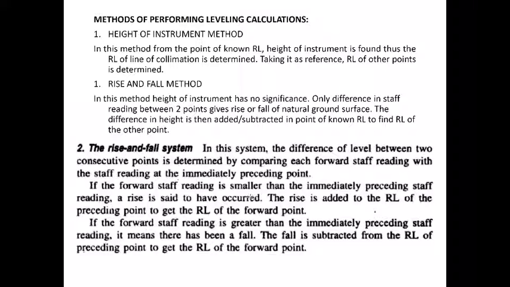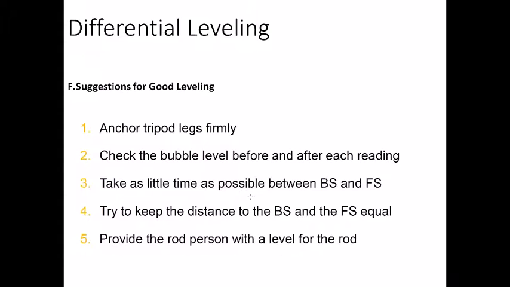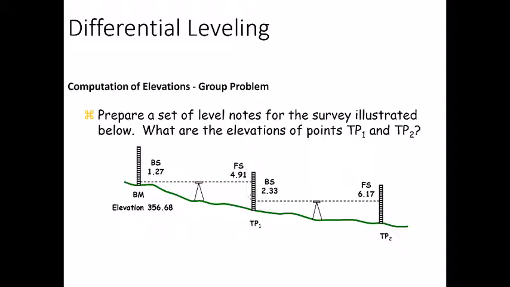So some methods of performing leveling calculations. One method that we have discussed a lot was height of the instrument. I hope you are familiar with that by now. And the second one is called the rise and fall method. The rise and fall method is even simpler. I can explain it on this diagram. Let's say I don't want to calculate the height of the instrument, and I want to proceed with the rise and fall method.